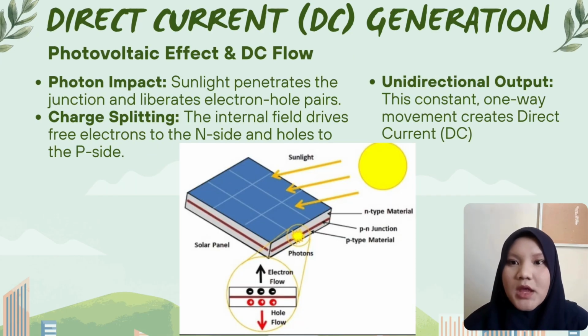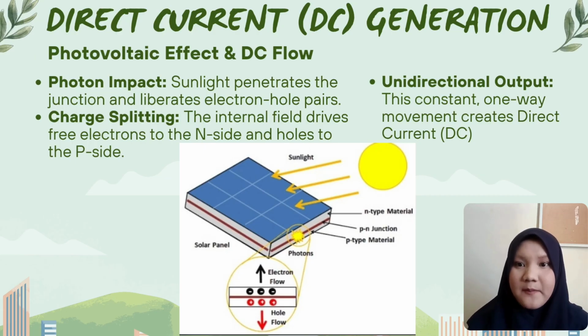As we can see on this diagram, when sunlight hits the solar panel, it delivers packages of energy called photons directly into the junction. These photons knock electrons free from their atoms. Due to our internal electric field, a clear separation happens. The electron flow is driven upwards into the n-type material, while the holes move in the opposite direction. This constant one-way movement through the circuit is exactly how direct current or DC electricity is generated.